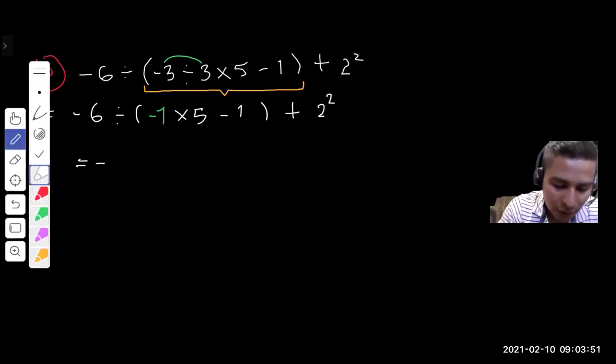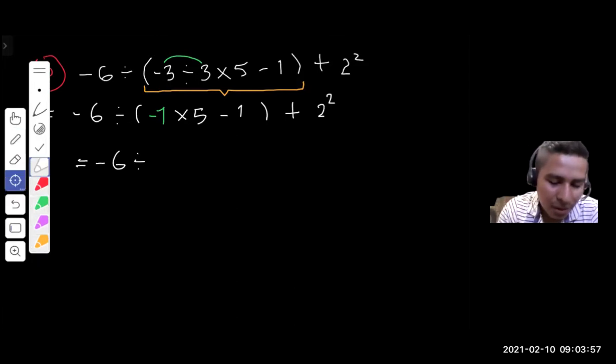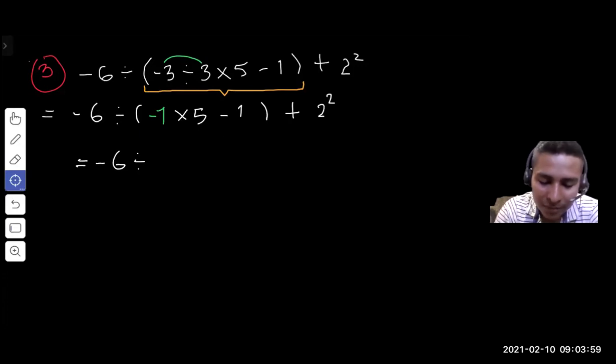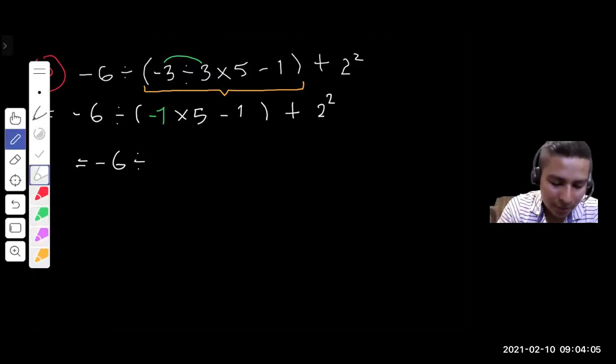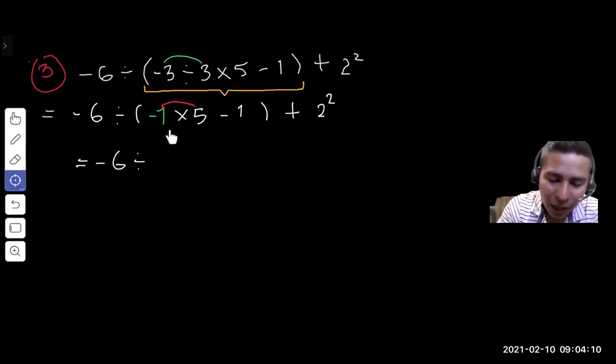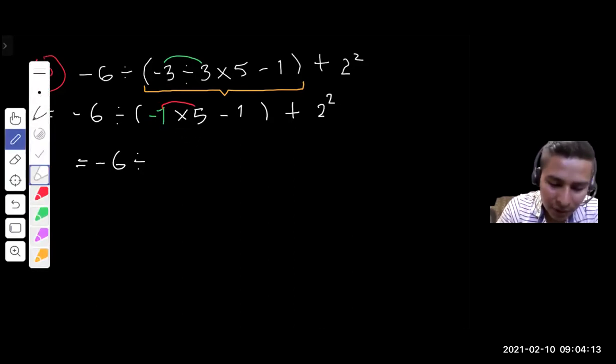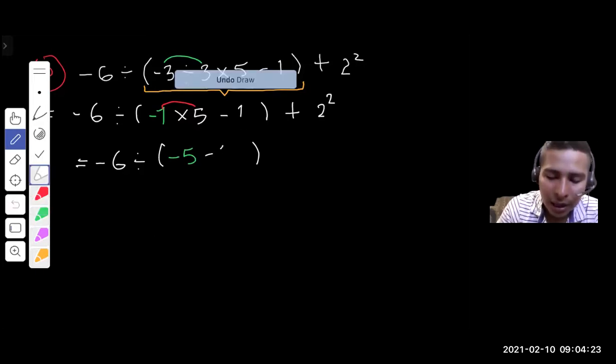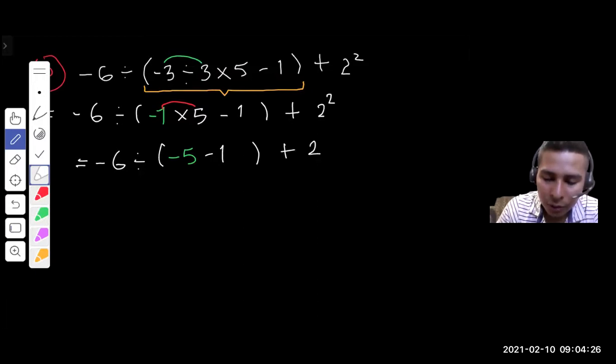-6, I just copied, divided by, and what is inside of my parentheses? There is a multiplication and a subtraction. What do I need to solve first, guys? The multiplication. And what is the answer for that, guys? -1 times 5 is -5. I need to put the parentheses, don't forget. -5. And the -1, which is this one, I just copy it and bring it down. And I just copy +2 squared. Let's continue.